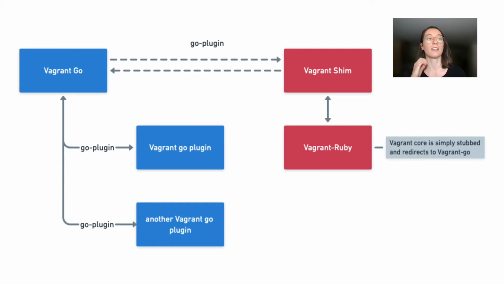Basically we have a Vagrant core written in Go, and then we use Go plugin in order to interact with all of our plugins. So we have Vagrant Go plugins that implement our SDK. And then on the Ruby side, we have this Vagrant shim, which acts as a translation layer between being able to interact with the gRPC API, which Go plugin needs, and the actual Ruby API.